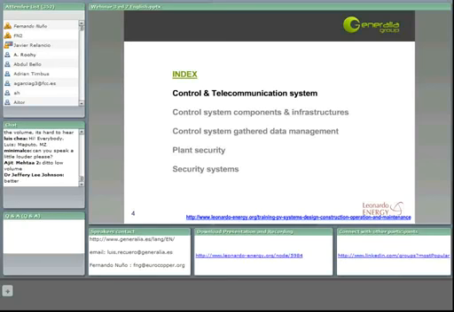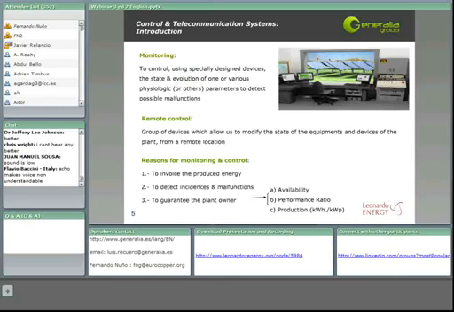So, well, I will start, as I have said, with the first chapter, which is the control and telecommunication system. The main reasons to have a monitoring and control system are to invoice the produced energy and to control the energy that is being produced, then to detect the incidents and malfunctions of the plant and each of their elements as soon as possible, because we have to be able to solve them, avoiding losing energy, and then finally to guarantee the availability and the performance ratio of the plant.